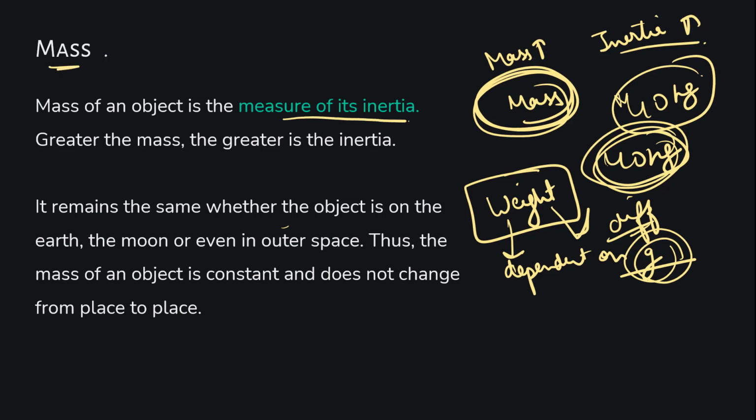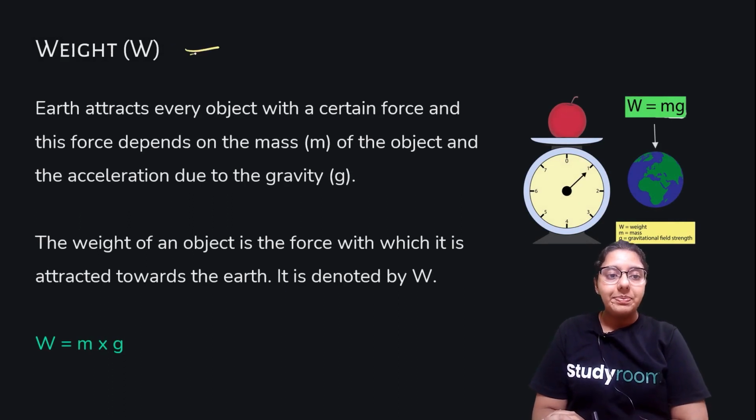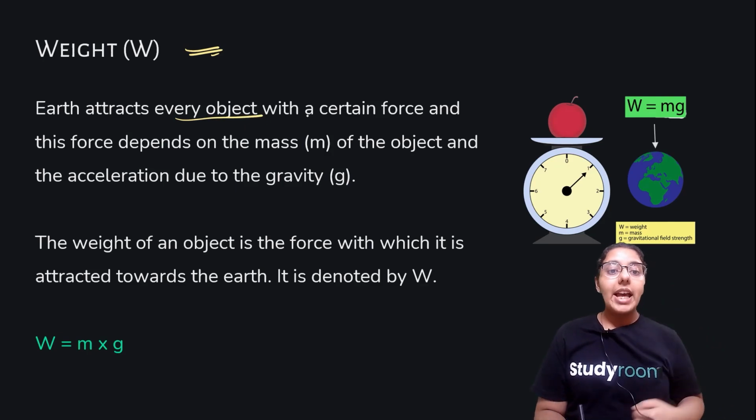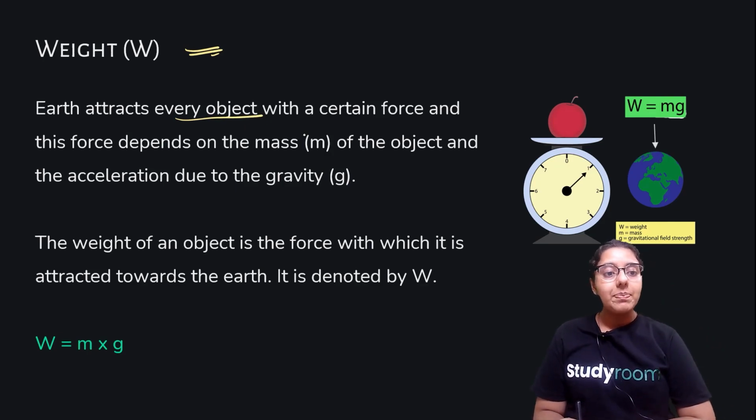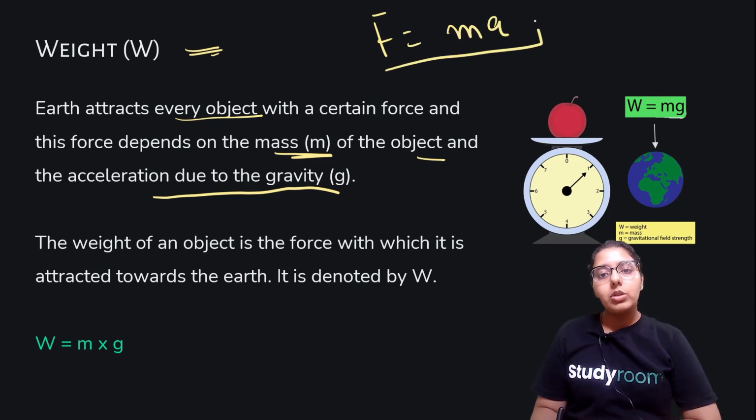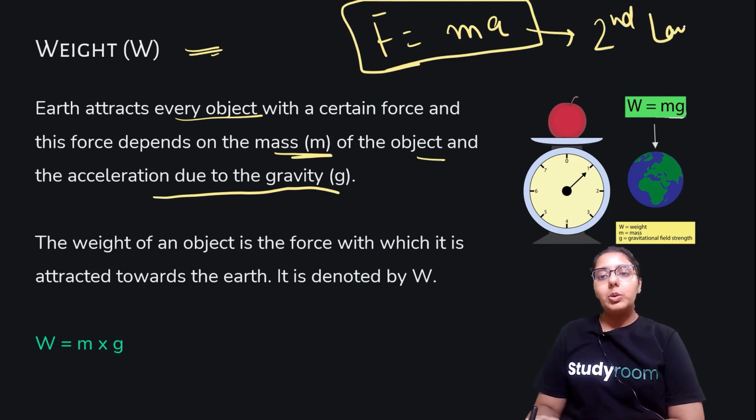This is about mass. So mass is independent of location. It is not dependent on location. But when we talk about weight, this is our universal law of gravitation, right? Earth attracts every object with a certain force, and this force depends on the mass and the acceleration due to gravity. So have you seen this formula? Force is equal to mass into acceleration. Which law was this? Second law of motion, right?